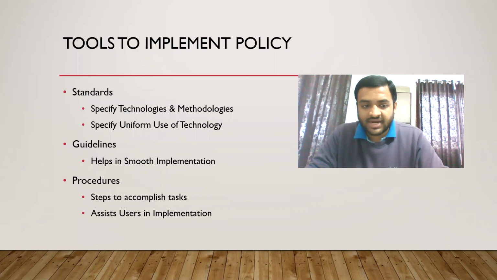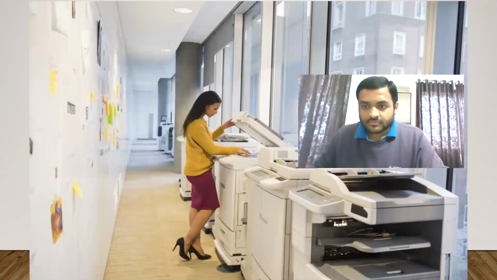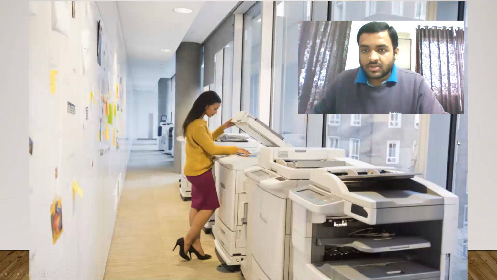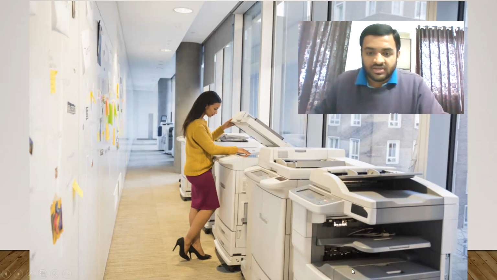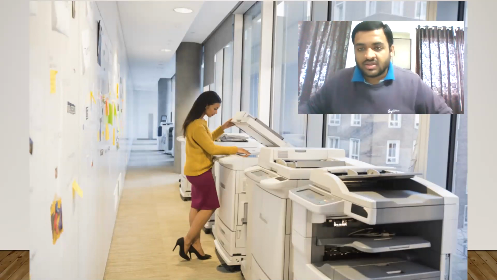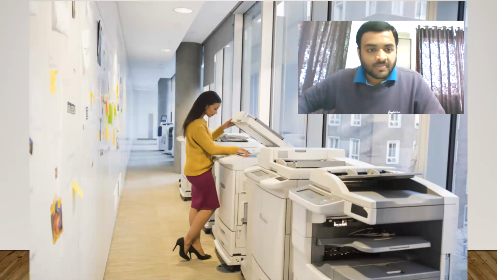So standards, guidelines, procedures, these are the tools to implement policy. Now, this is a printer room or printer area in the IT organization. Here you can see 1, 2, 3, 4, 5, 6, 7. Okay, 8 to 10 printers are there, or these are devices for scanning the documents and all.